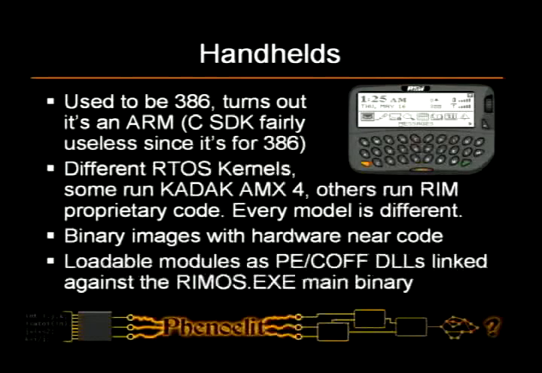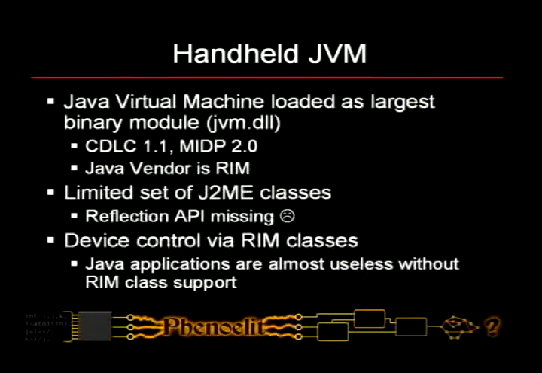So there is a modular architecture in there, so there might be the possibility to add modules or change module loading or stuff like that. And then you have the handheld JVM, the virtual machine, which is implemented as one of those loadable modules. So you have a jvm.dll that's actually flashed onto the device. RIM actually re-implemented the entire JVM.